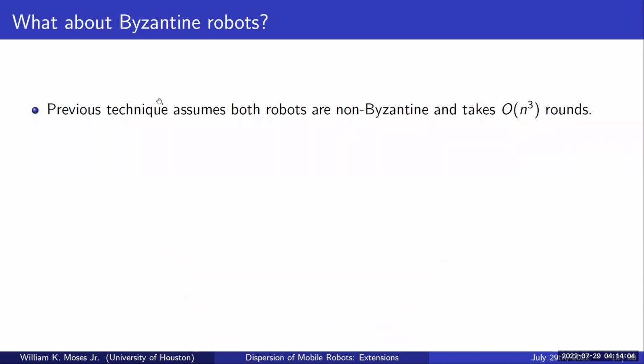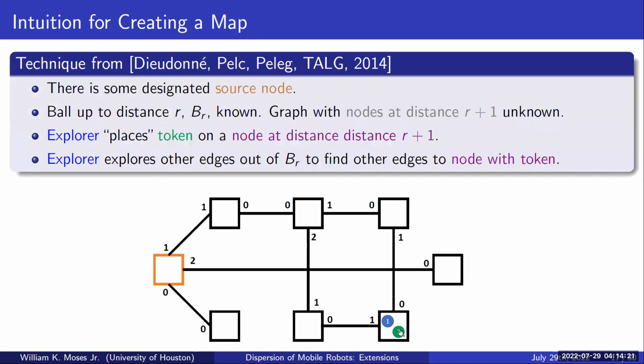Now, this previous technique assumed that both robots were non-Byzantine and took all of n cubed time. But that's not the world we're living in, right? If either one of those robots was Byzantine, the technique fails. Because what did we need? If this token, when it was placed here, decided to move away, when this explorer came here, it would see, oh, you know what? There's no token here. Maybe it's a different node. And then its internal view of the graph would be incorrect. So how do we deal with this?